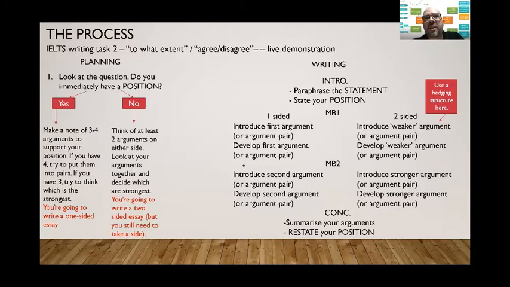30 minutes might seem like a short time to write 250 to 300 words, but trust me, 30 minutes writing a well-planned essay is much easier than 40 or 50 minutes writing an essay that you haven't started to plan properly.